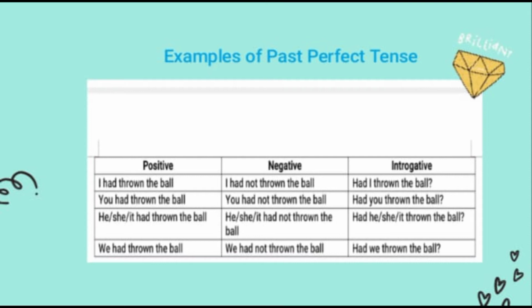So, for the positive: I had thrown the ball, and number 2, you had thrown the ball, and 3, he or she or it had thrown the ball, and 4, we had thrown the ball. Okay, for the negative: I had not thrown the ball, you had not thrown the ball, he, she, it had not thrown the ball, and the last, we had not thrown the ball. So, for the interrogative: had I thrown the ball, had you thrown the ball, had he, she, it thrown the ball, and had we thrown the ball.